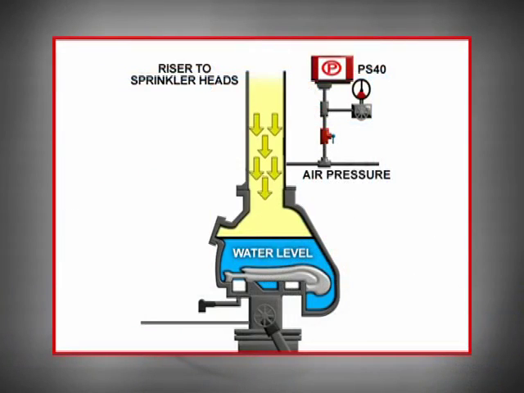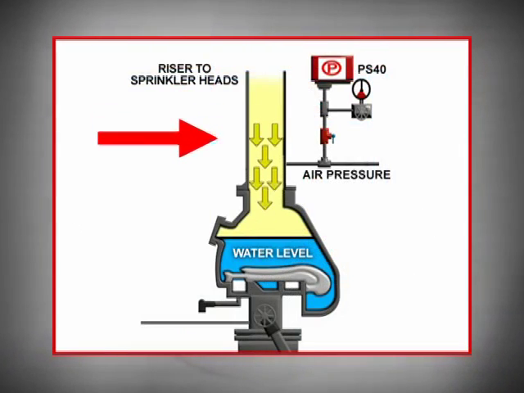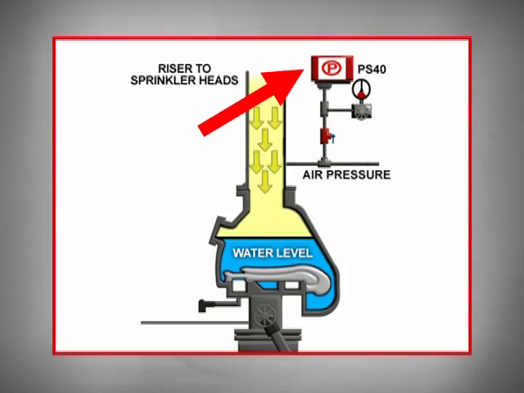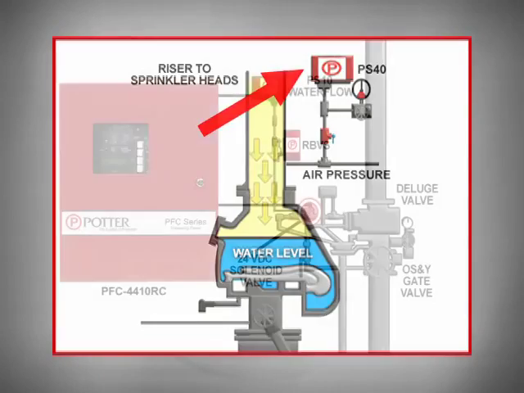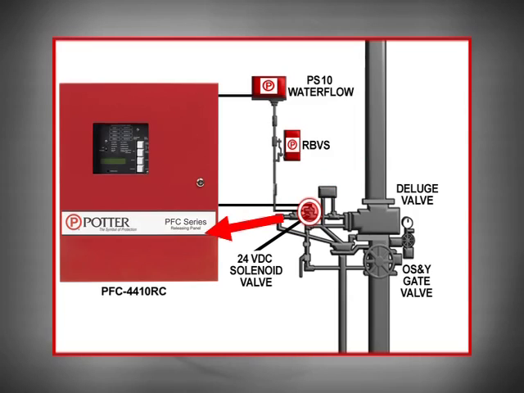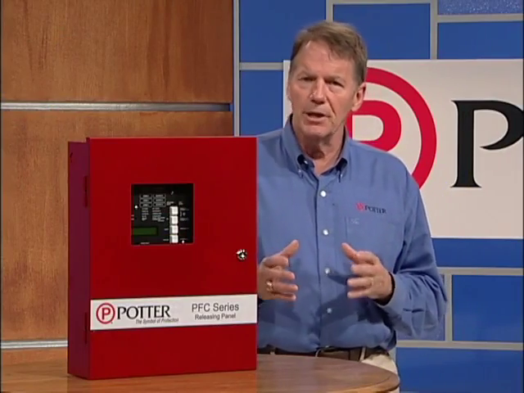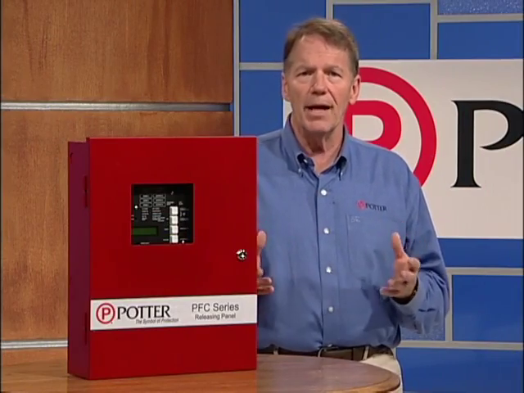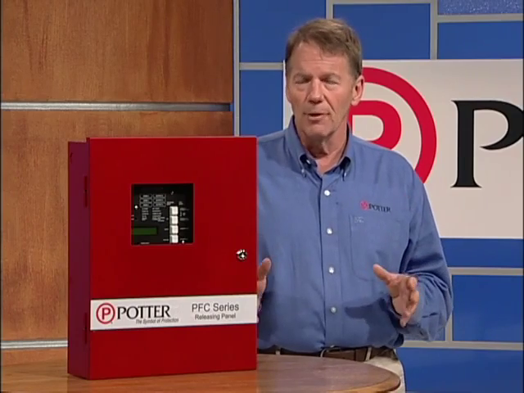In a pre-action system, closed sprinklers are attached to a piping system. A small amount of air is contained in the system. A low-pressure supervisory switch, such as the Potter PS40, monitors the air pressure. The water in the system is held back by an electrically operated solenoid valve connected to a UL-listed and FM-approved releasing panel, such as the Potter PFC 4410RC. In a single interlock sprinkler monitoring system, only one device needs to activate in order for the panel to open the solenoid and trigger an alarm status.